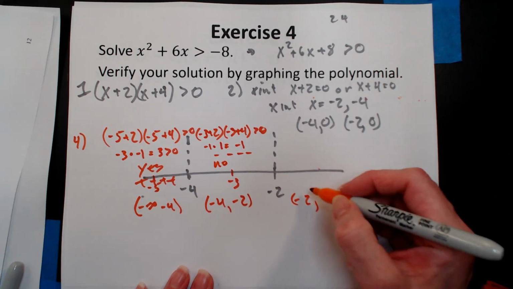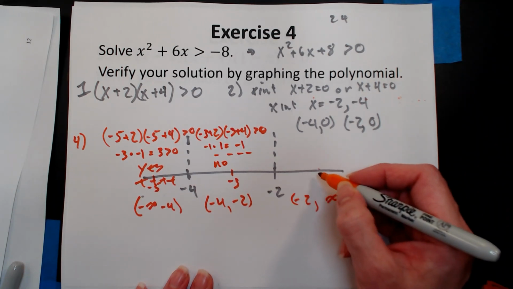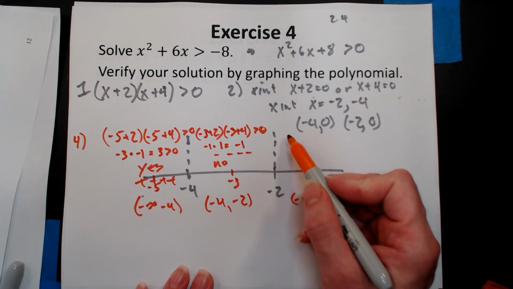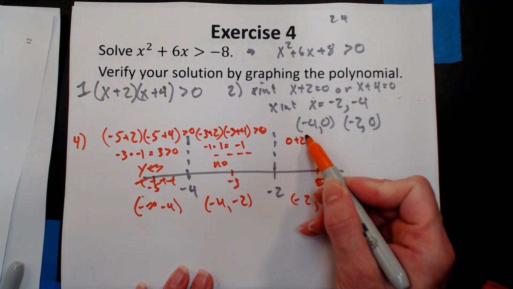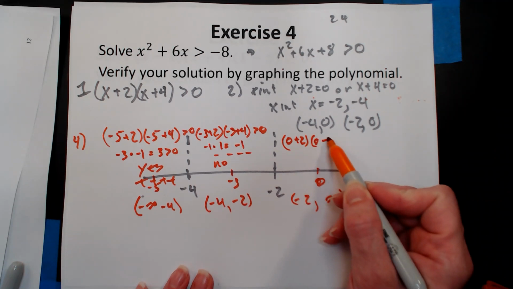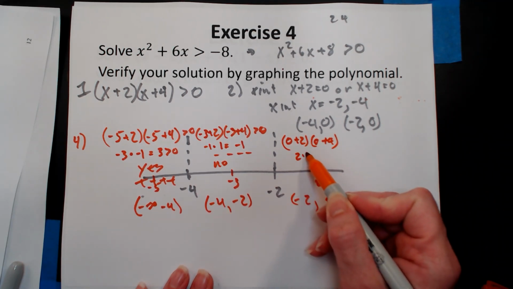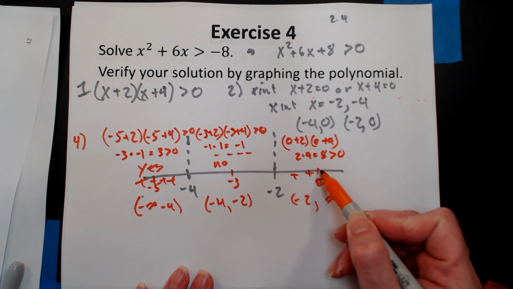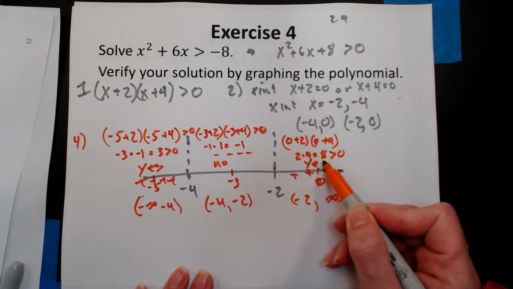Then over here, something bigger than negative 2. Well, we could pick negative 1, but once again, 0, if it's in your interval, test it. It's a nice number. So we're going to have 0 plus 2, 0 plus 4 for 2 times 4, which is 8. That's greater than 0. I get positive numbers back out, so that's a yes here.